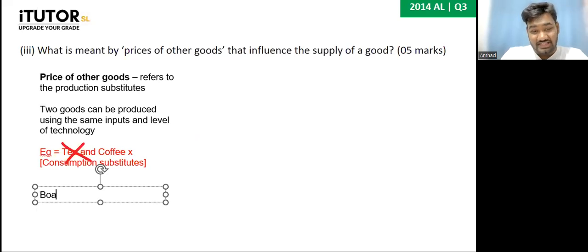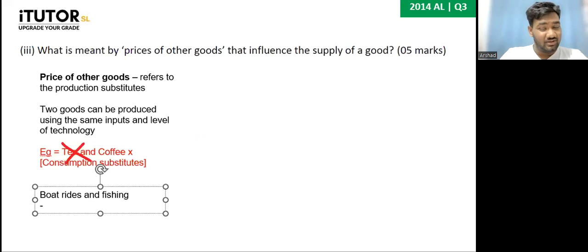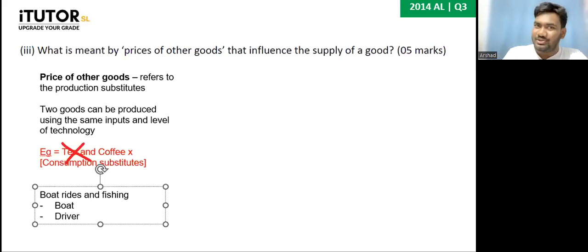So what if, remember the example I took, computer and phone? No, right? How you make a computer and how you make a phone is completely different, no? So you can take boat rides and fishing. If you take boat rides and fishing, what do you need? What are the inputs? You need a boat, you need a driver to drive the boat, and then other small stuff like a fishing net, and we'll forget those. So the main inputs you need are a boat and driver. Now, are they consumption substitutes? No, boat riding is completely different. Fishing is completely different. Not at all consumption substitutes, but they are production substitutes.